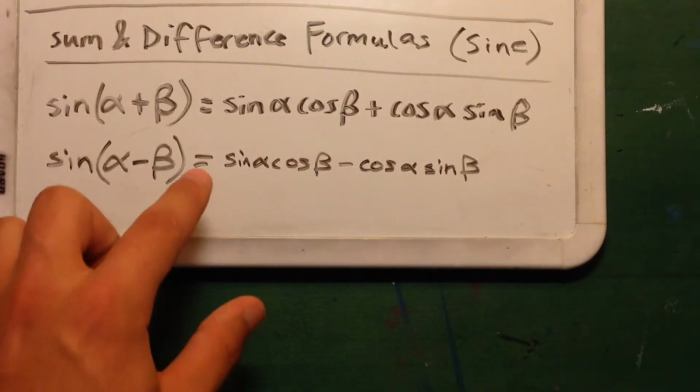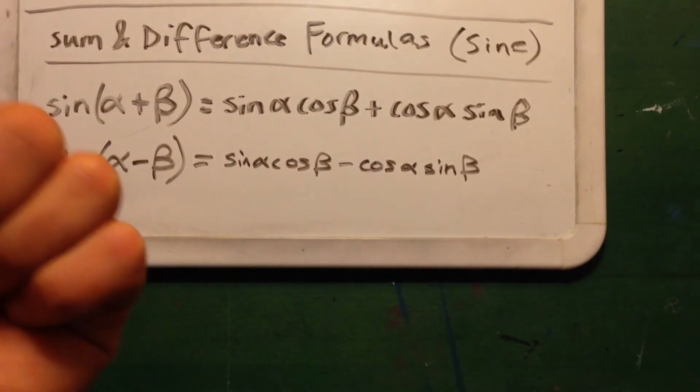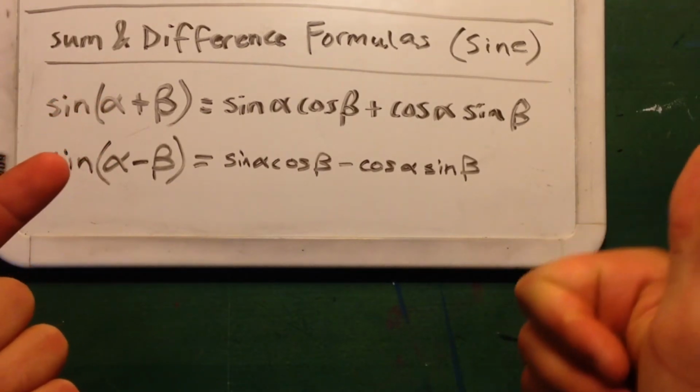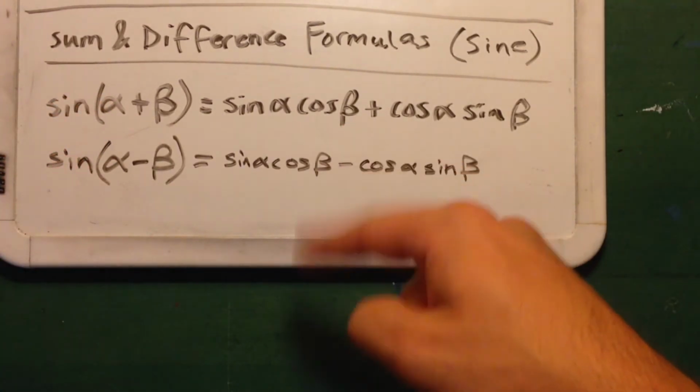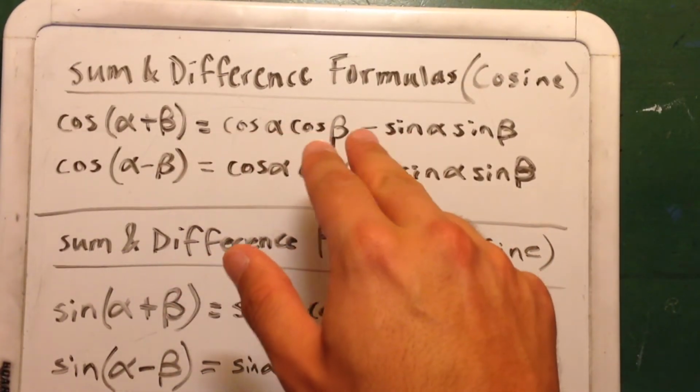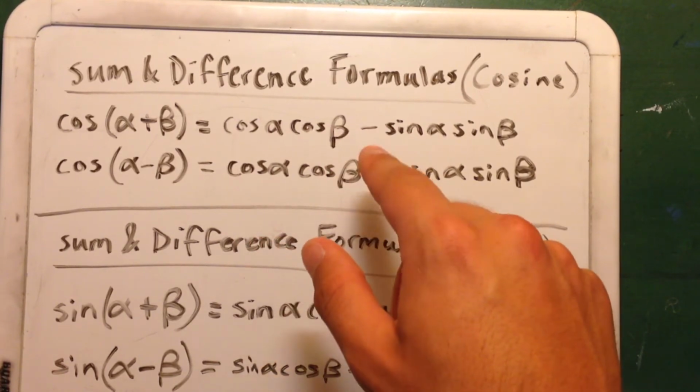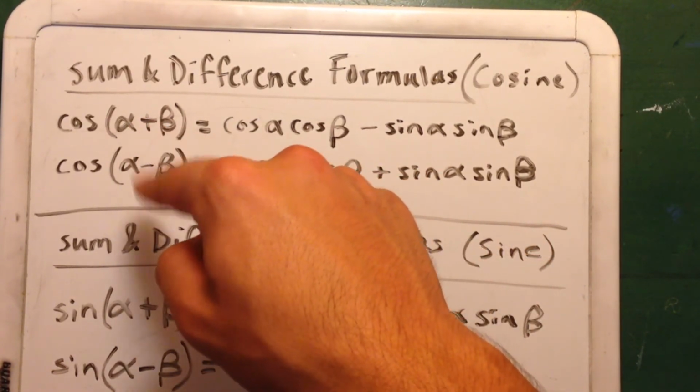So just remember, for sine, you start with sine A and cosine B, and then you end with cosine A, sine B. Just that the sign is the same thing here, but for cosine, the plus or minus right here is just opposite of what we have here.